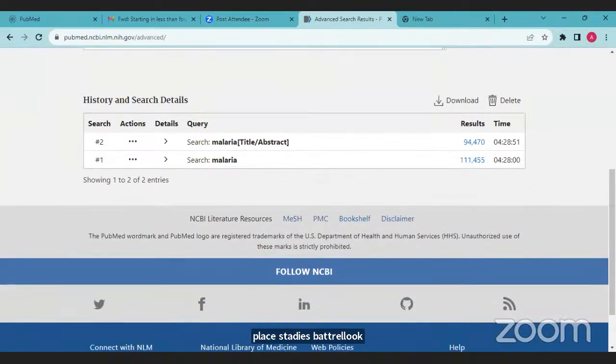So search number one is showing that I searched malaria. I did not restrict where the studies will come from. So it searched the entire studies from abstract, from title up to the end, and I got 111,000 plus. But when I restricted it to just the title and abstract, I got 94,000. Now I want to restrict it just to title only, and we see what we get.